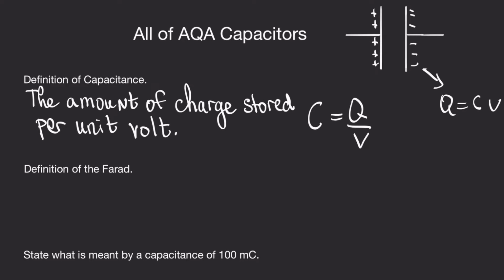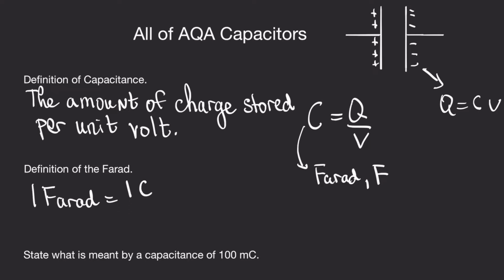So in this equation, capacitance is measured with the unit which is known as the Farad, which is just given the symbol F. So what is the Farad? 1 Farad is defined simply as 1 coulomb per 1 volt.